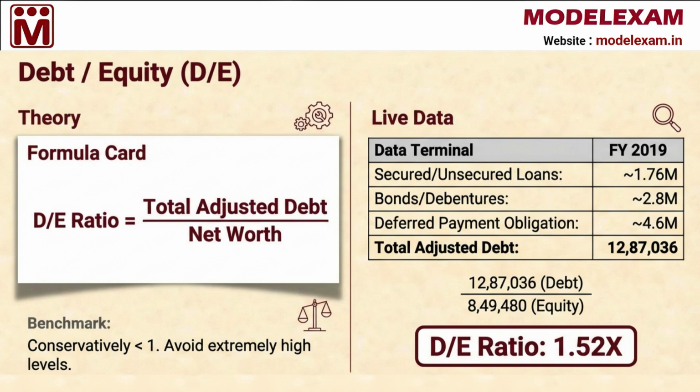However, let us look at the live data for Bharti Airtel for the financial year 2019. The total adjusted debt, which includes loans, bonds and deferred obligations, stood at 12 lakhs 87,036 with a net worth of 8 lakhs 49,480. The debt to equity ratio comes out to 1.52 times. This is higher than the conservative benchmark, indicating higher leverage.